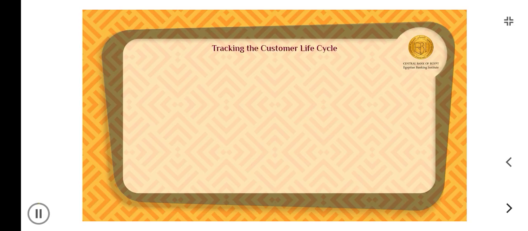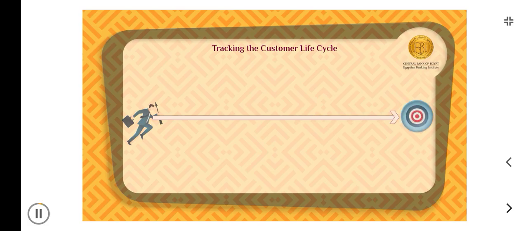Tracking the customer life cycle. The customer life cycle is the stages representing the customer's journey until he reaches the loyalty stage. It starts with the reach stage, which refers to the potential to gain the attention of the target audience. The goal of this stage is to create awareness.